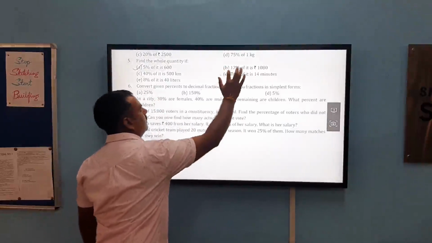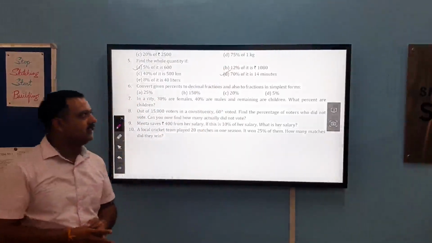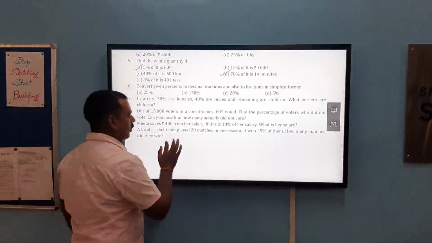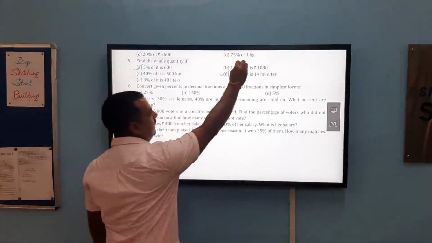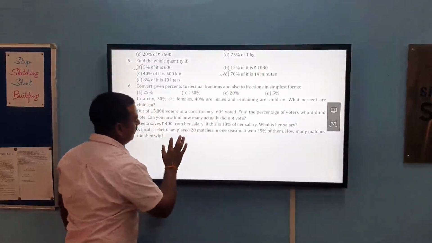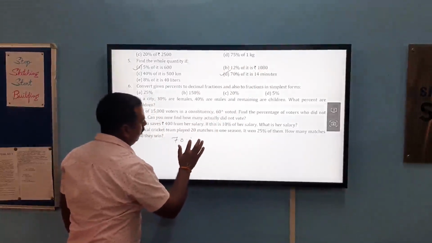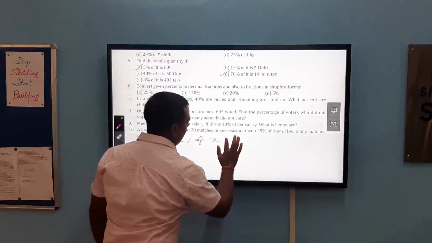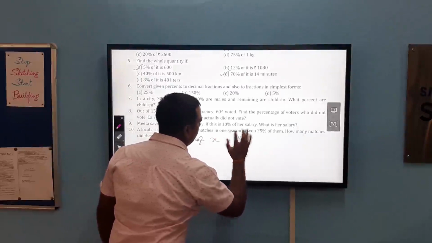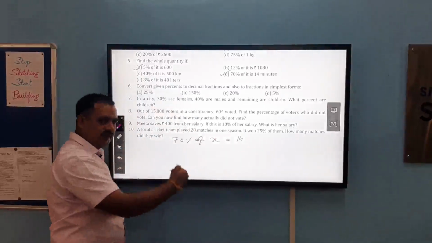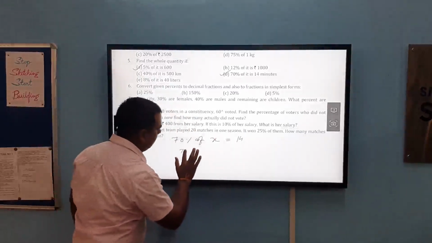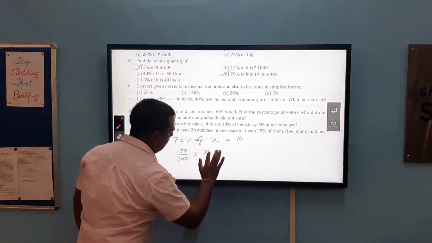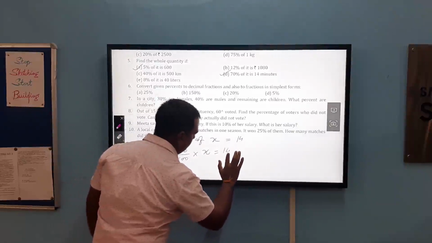Let us take the part where 70% of it is 14 minutes. Let us take D part, where we have to find the quantity whose 70% is 14 minutes. So again we take the whole quantity as x. 70% of x is 14 minutes. So we convert this relation in simplified manner as 70 upon 100 into x is equal to 14.